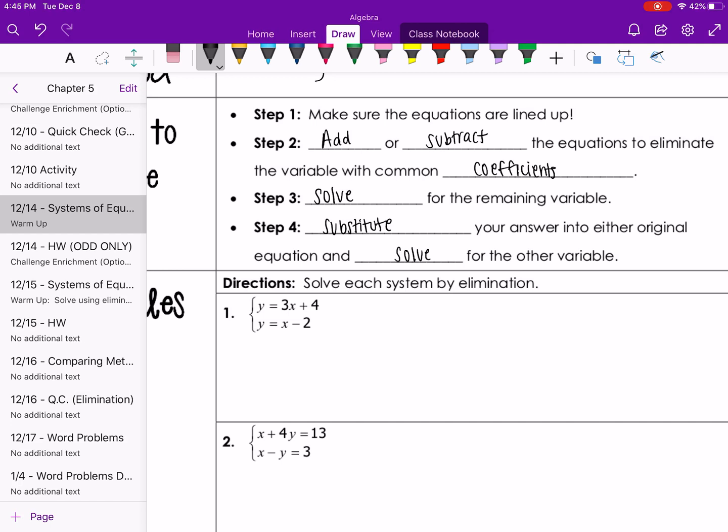So step 1 says make sure the equations are lined up. In number 1, we already kind of went over that. I'm going to add or subtract the equations to eliminate the variable with a common coefficient. So in looking at number 1, I do see that my y terms have the same coefficient. Technically, they both have a coefficient of 1. Now, we know that this doesn't cancel each other out, right? Like if I said 1y and 1y, that's 2y.